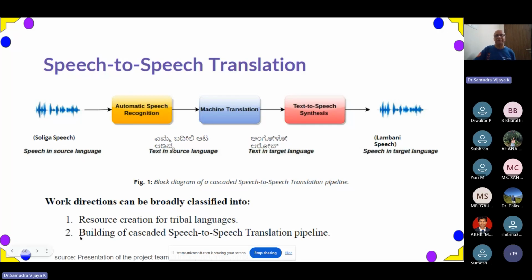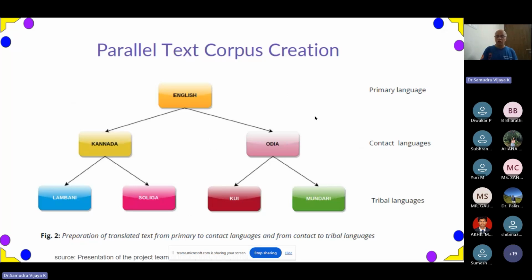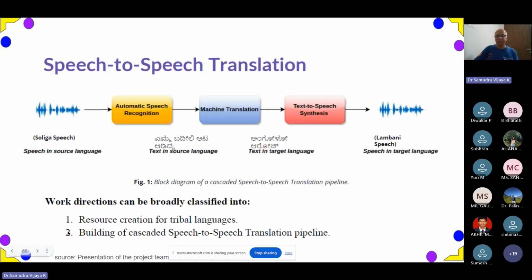And secondly, build speech-to-speech translation, not as an end-to-end system to begin with. You can put it as a sequence of 3 systems: ASR, followed by machine translation, followed by text-to-speech. And of course, one can also use the end-to-end system. So the first job is resource creation.